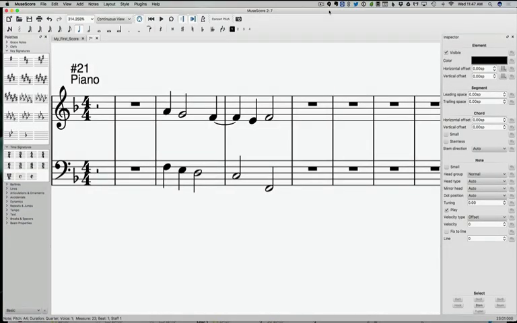Okay, let's talk about suspensions. We know what suspensions are and how they work from fourth species counterpoint. If you remember, fourth species counterpoint is kind of all about suspensions, right? We have suspensions on nearly every note. What we're doing in 18th century style with suspensions is we can mix them in with everything else.